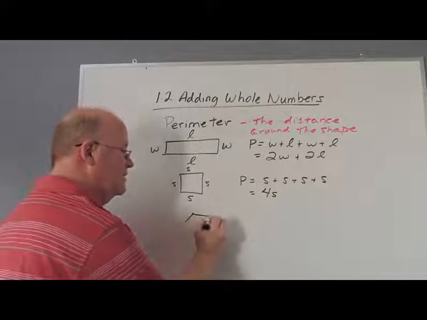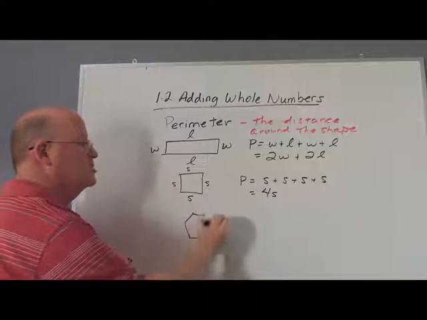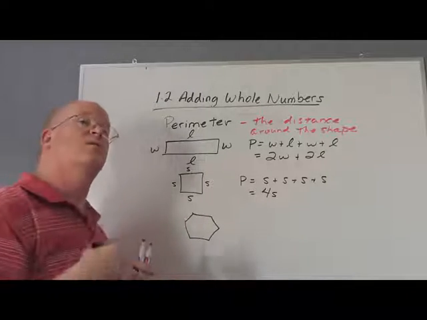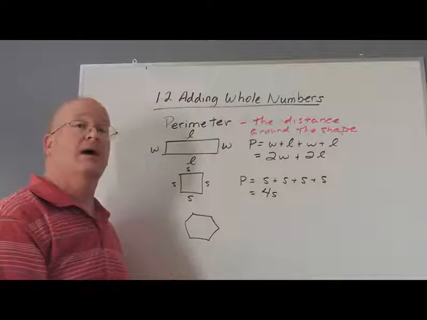If you have a funky looking shape, I'd actually have to give you the measurements for each of these sides, and you would add those values or those lengths together to find the perimeter.